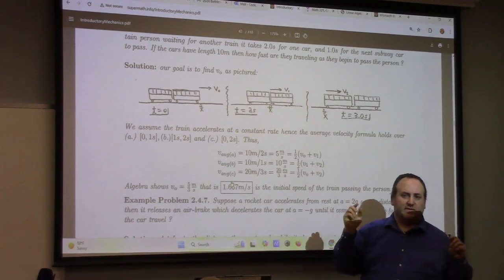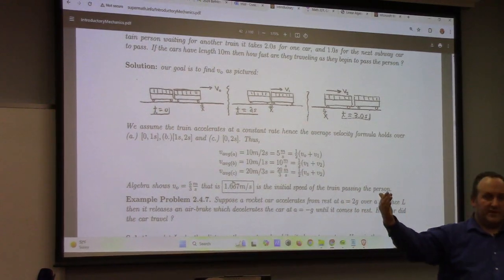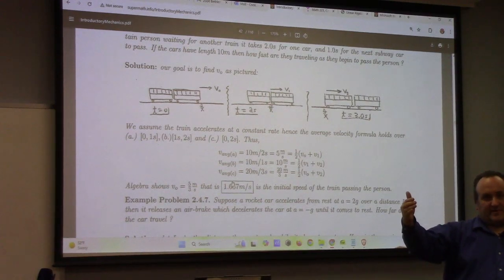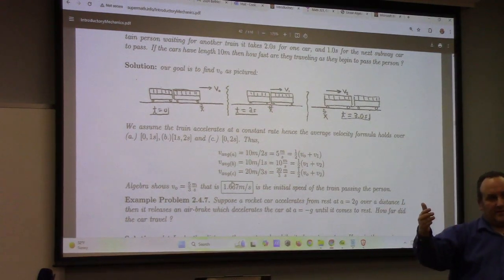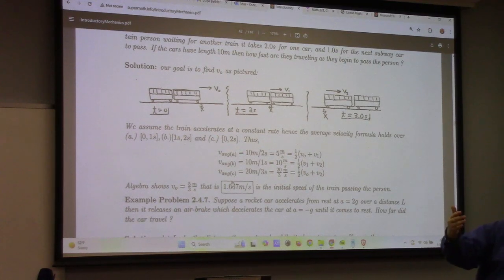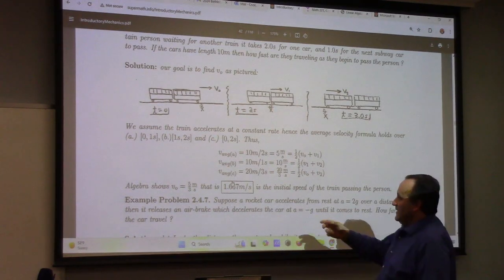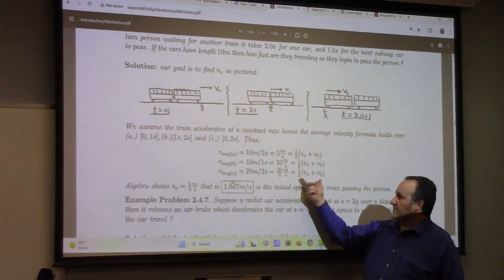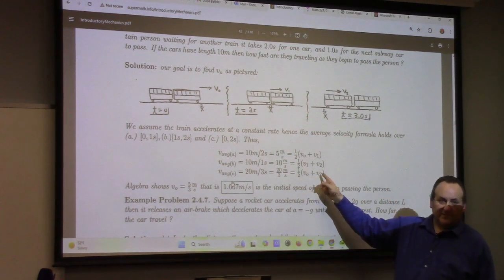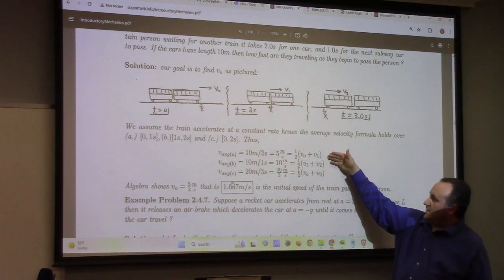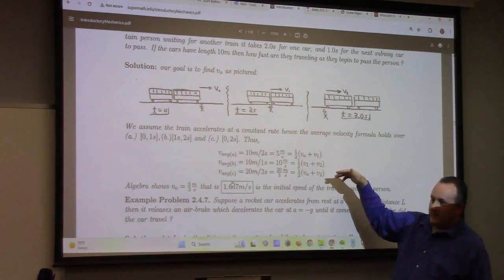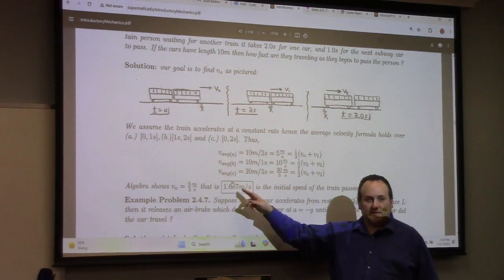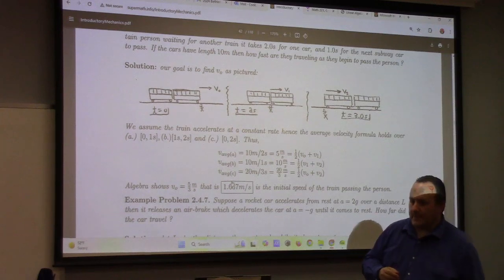But then I can also look at this in the totality of both cars, right? Both cars pass the person, that's 20 meters, and it takes 3 seconds for both cars to get past. So I can also calculate the average velocity over the totality of the 3 seconds. And I get 20 meters divided by 3 seconds, but that's also equal to the average of the initial velocity and the final velocity. And there you go, I've got 3 equations and 3 unknowns. You do algebra, and out pops 1.667 meters per second.